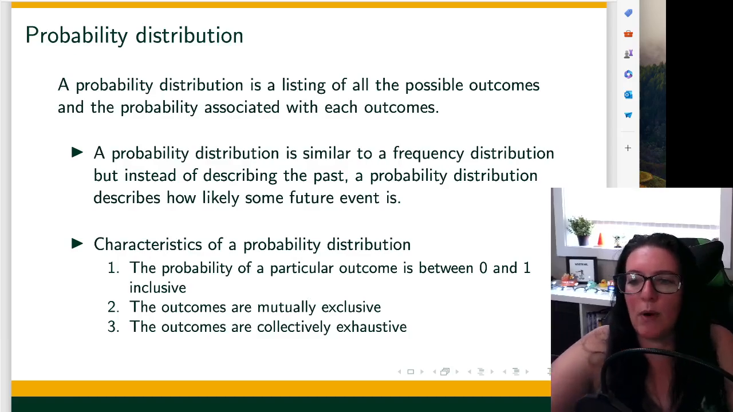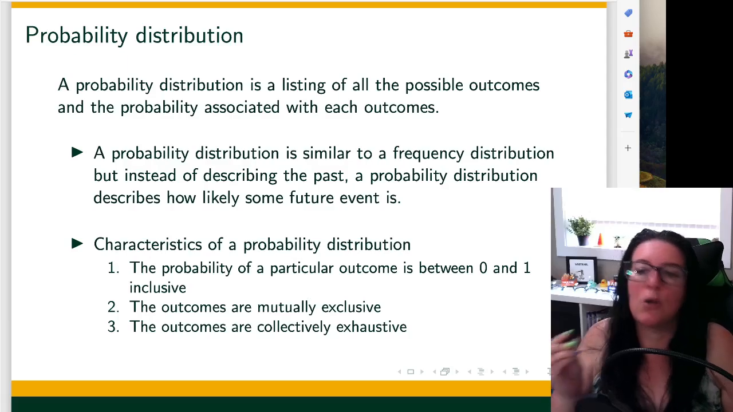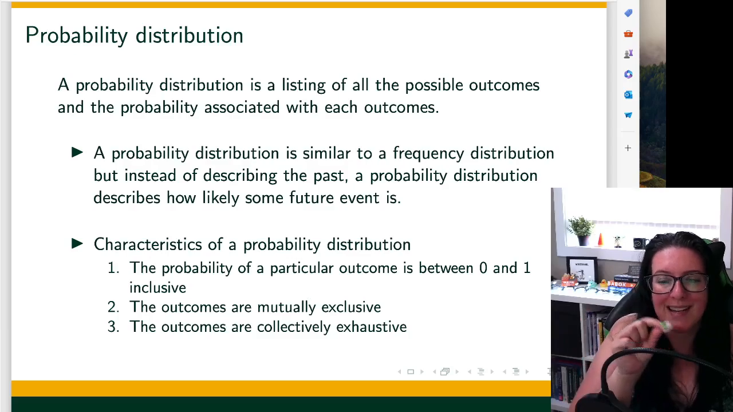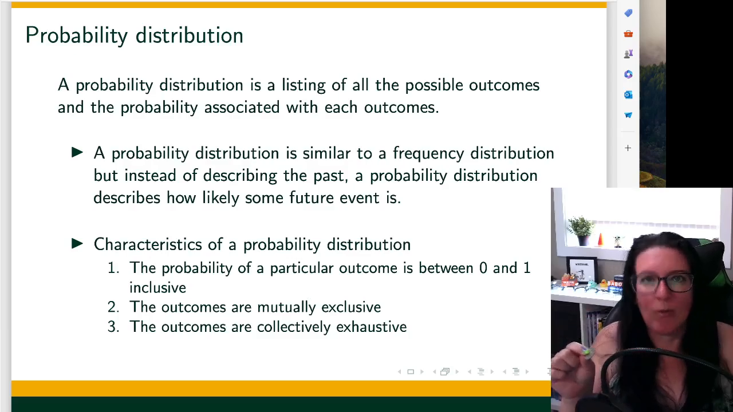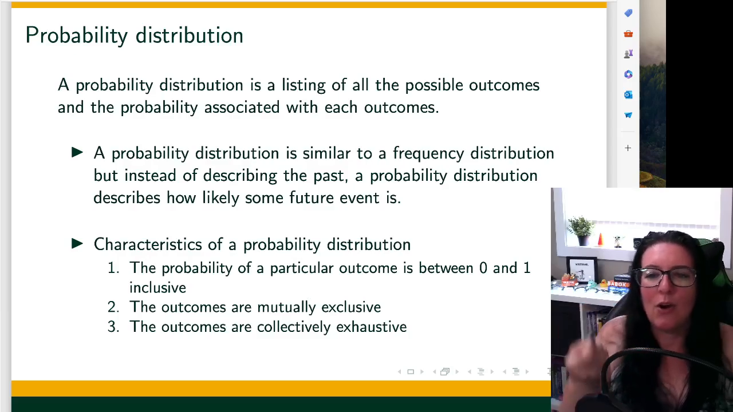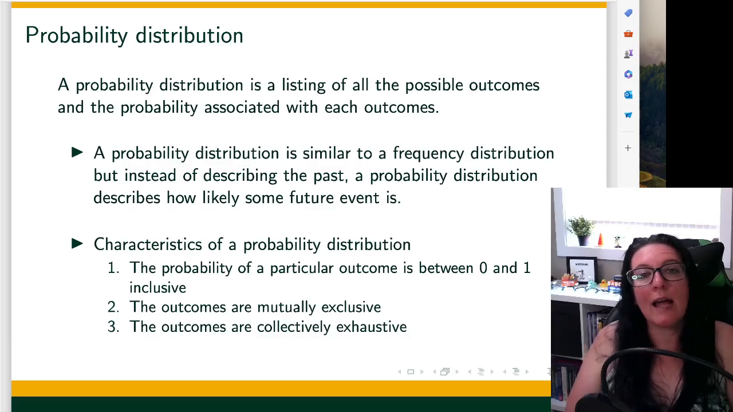And I have no idea where I put my coin. But if we toss the coin and we get a head, then the outcome here is a head, not a tail. You can't both be a head and a tail at the same time. You're either a head or you're a tail. So mutually exclusive. And collectively exhaustive.